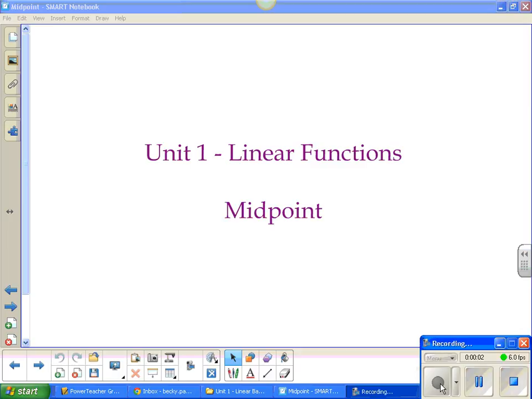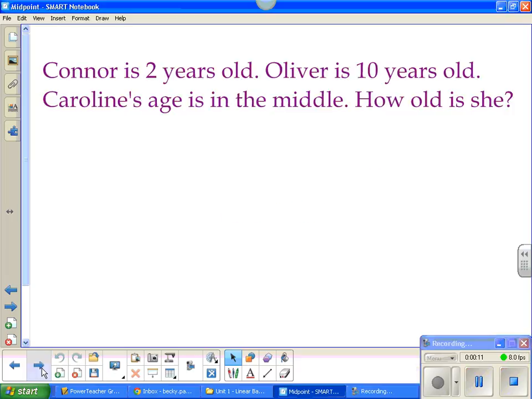So this lesson is on midpoint. Midpoint, as you know, means the middle. So our job is to find the middle of a segment, a line segment.